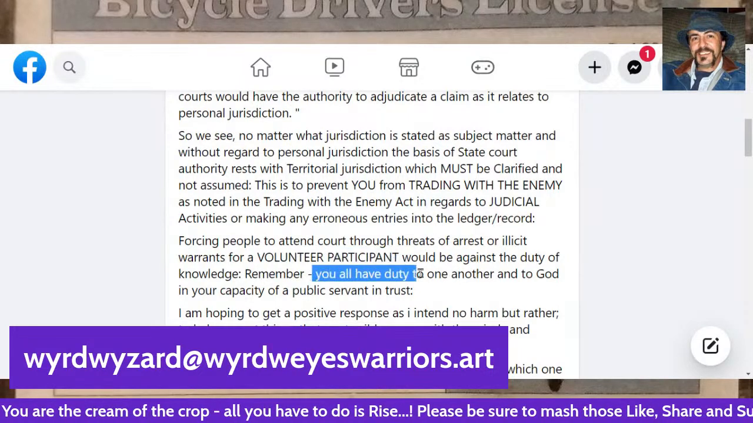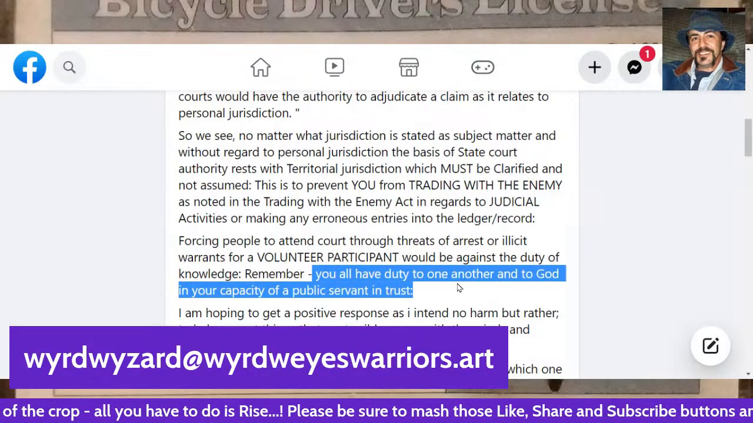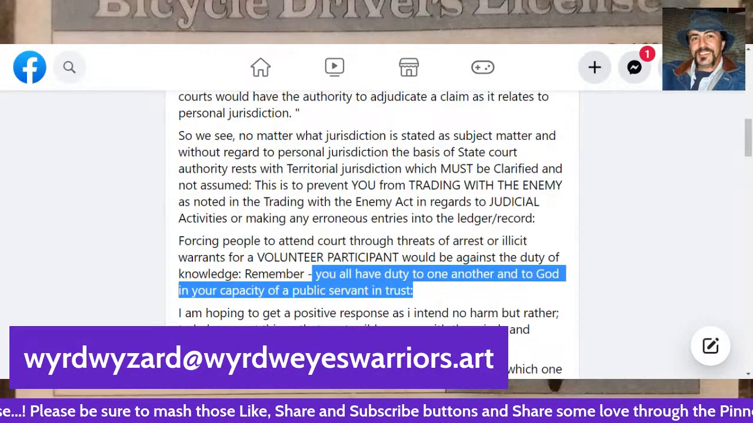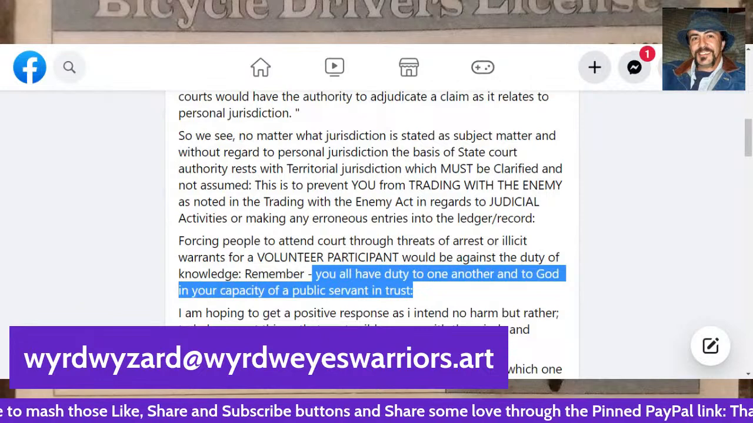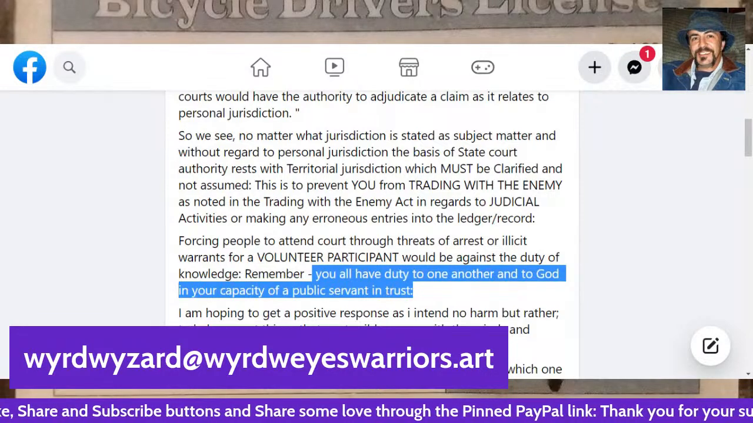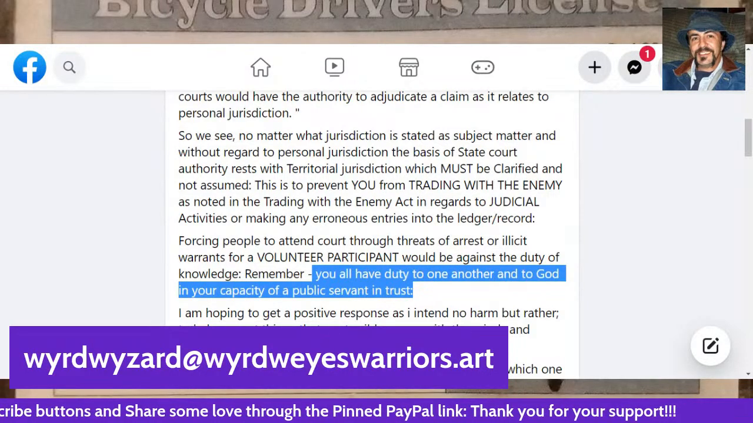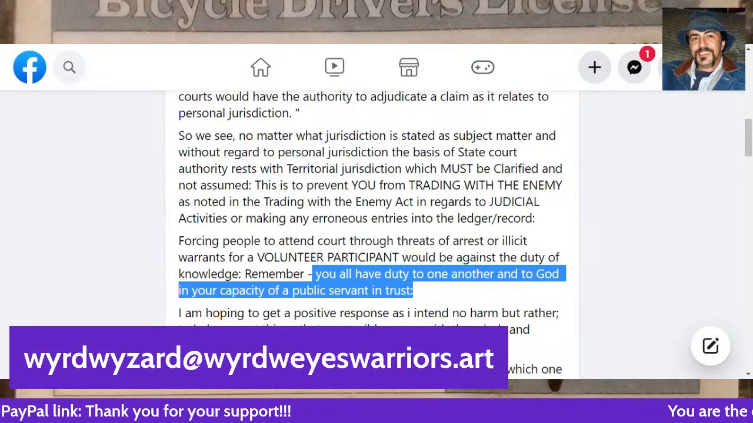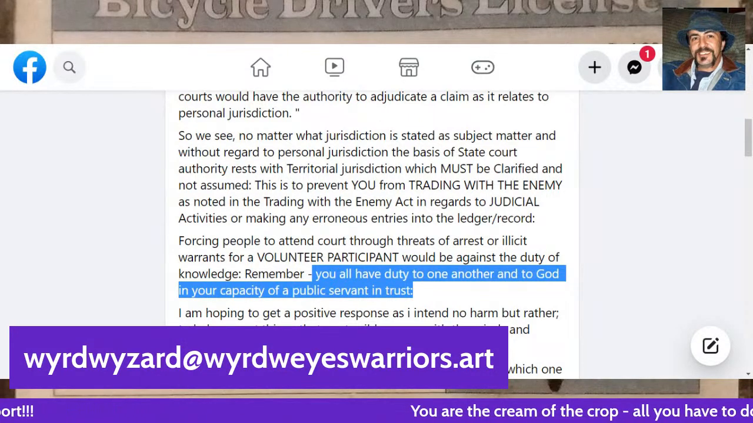Remember, you all have the duty to one another and to God in your capacity of a public servant in trust. My service in public is to you. I don't need a contract. I don't need an oath. I don't need a paycheck. And my public service is giving you the knowledge. You don't like it? That's okay. I don't care. But you have a duty, just like I do. It's that simple. It's that plain. It's plain writing.